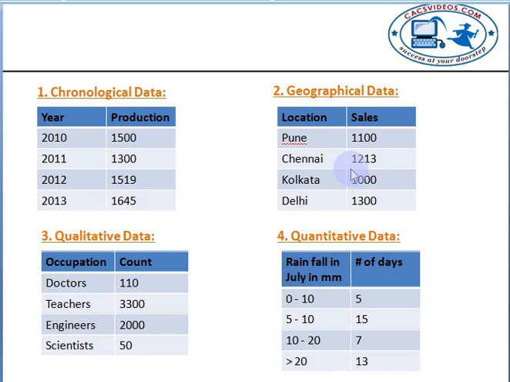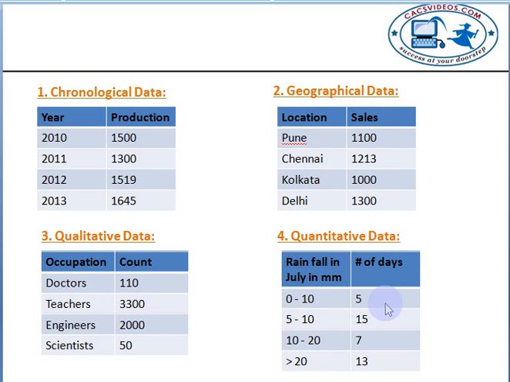Second is geographical data classification. Here data is represented based on the geographical location, like a country or continent. In this example, a company has several branches in different cities. From Pune, Chennai, Kolkata and Delhi, the total number of sales are represented in this table. This type of representation is called geographical data classification. Third is qualitative data, and fourth is quantitative data.